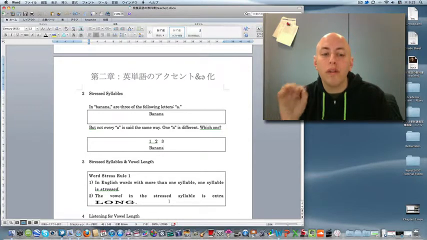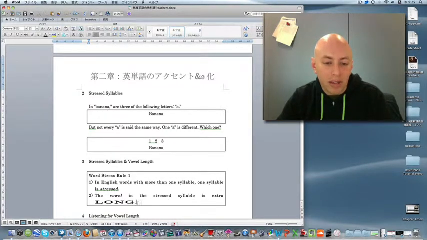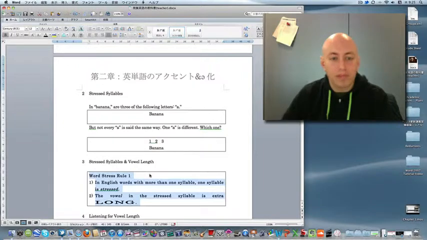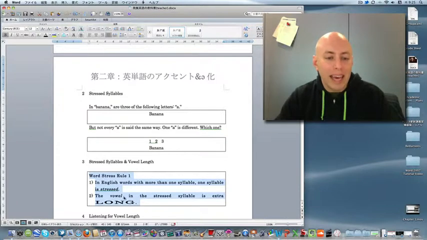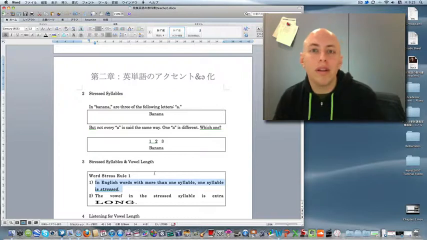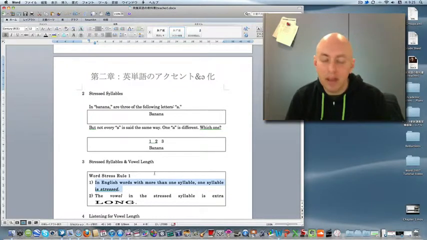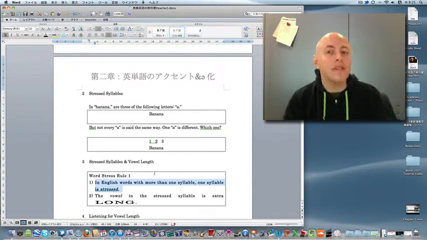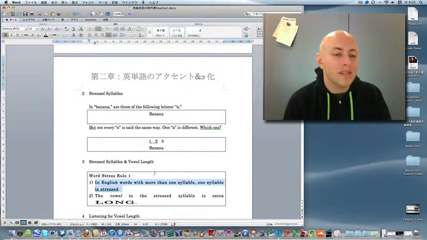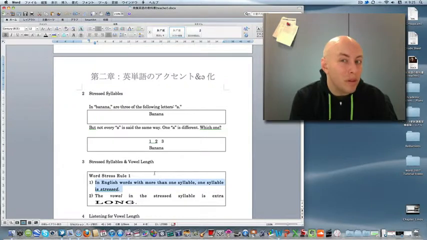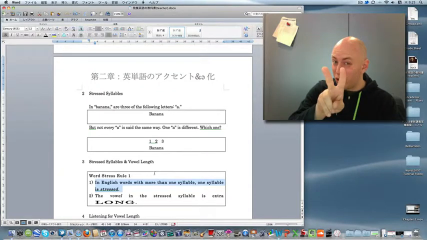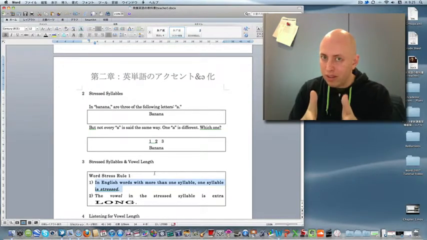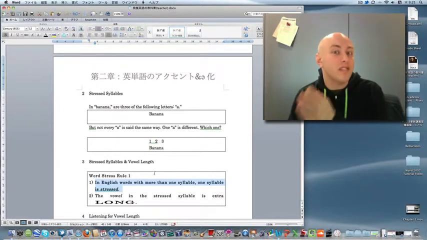Now, whenever I say word stress, I'm talking about 2 things. So go ahead and write this down in your textbook. This is the first word stress rule I want you to know. First, in English, a word with more than one syllable has a stressed syllable. Let me say that again. In English, a word with more than one syllable has a stressed syllable. There are some exceptions to this rule, which we will cover in later portions of the class, but for now, please remember, if a word has 2 or more syllables, one of the syllables is different. One of the syllables is stressed.